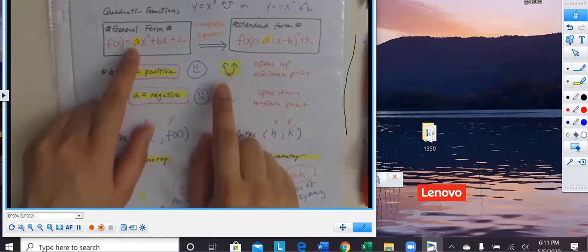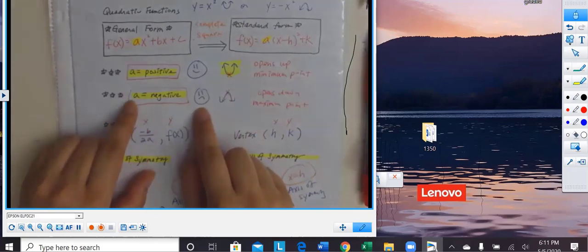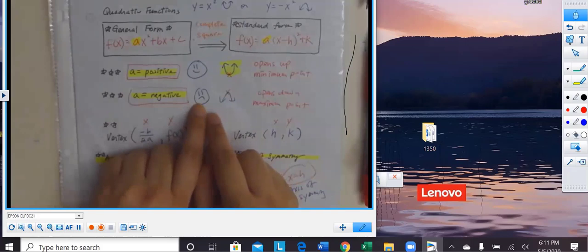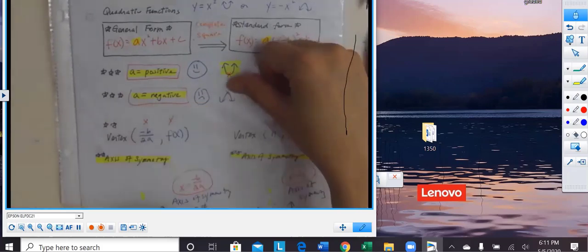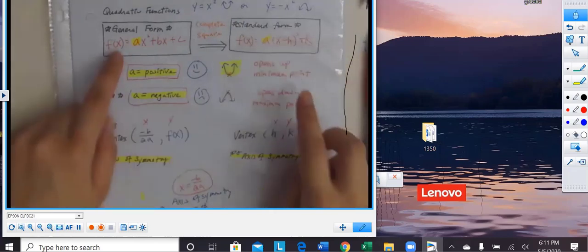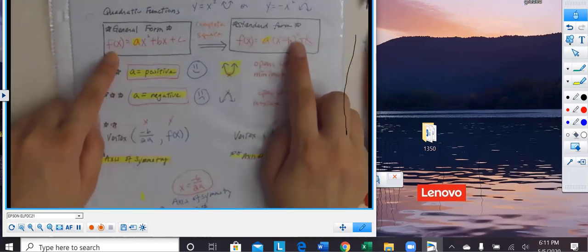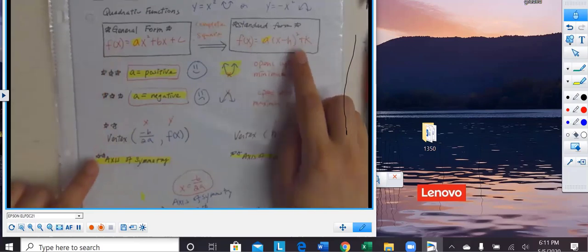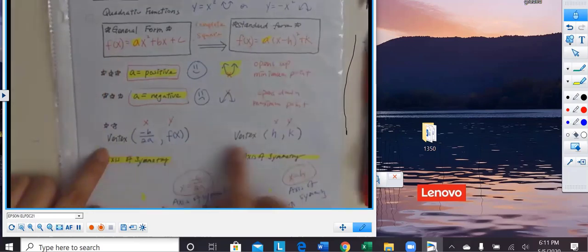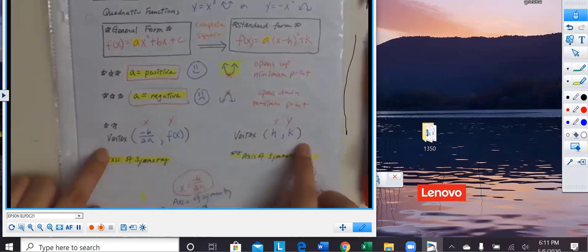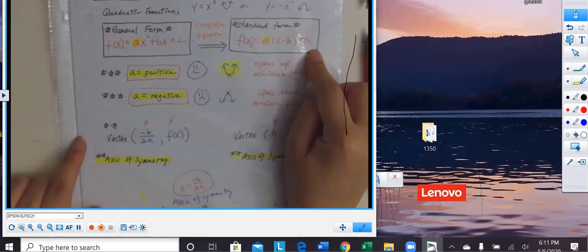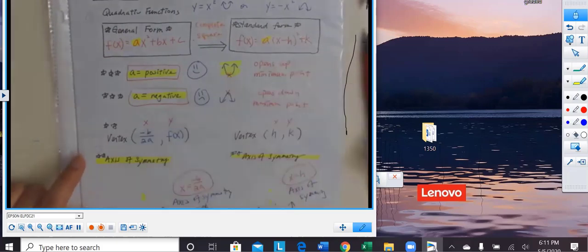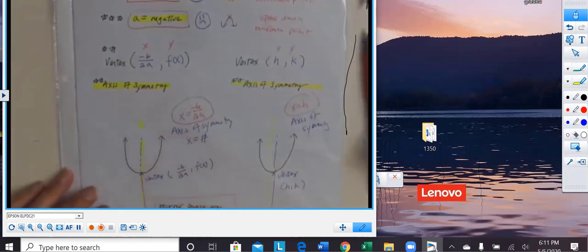If a, the leading coefficient, is negative, it means you have a sad face parabola, so it opens down and you will have a maximum point. Depending on whether they give you the general form or the standard form, you will find the vertex based on that. We will probably include the formula for you to work on the exam. And then the axis of symmetry is the vertical line going through the vertex.